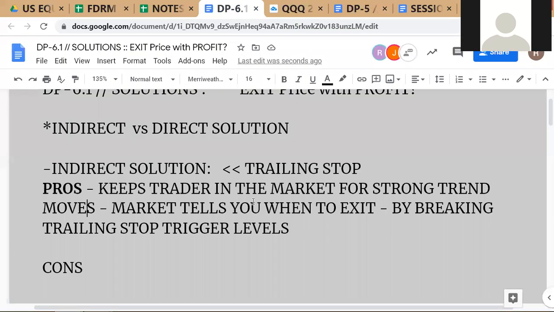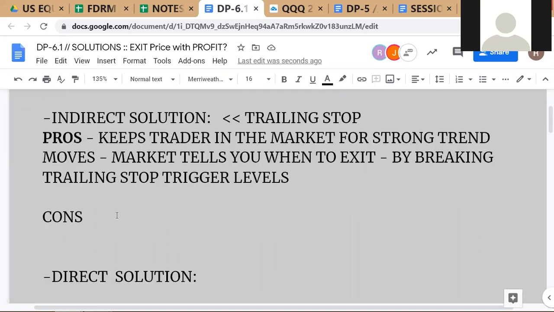All right, so this is the indirect solution, trailing stops. Very important actually to understand. And when you feel comfortable, you can then apply this method. It's a very safe method actually, and it's also important to capture large profits. Cons: this is called leaving money on the table.